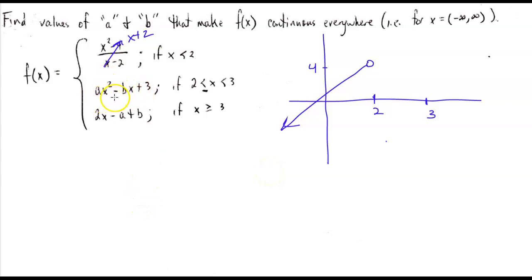Now, ax squared minus bx plus 3, this is a parabola. Since I don't know what a and b are, I'm not sure if my parabola is going to be up here, or if it'll be down here or way down here. I have no idea, okay? So I'm just going to take a guess here and say that my parabola is going to be here. They'll start at this point and it'll do something like this.